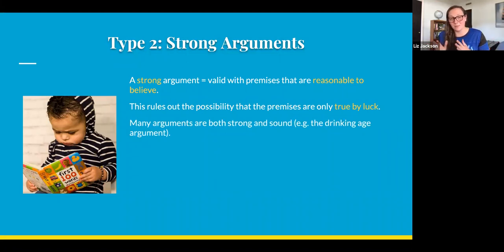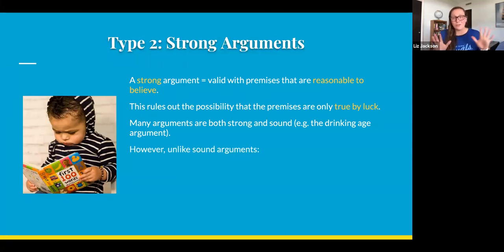The drinking age argument is strong and sound because the premises are true and we also have good reason to believe the premises. But the argument about the number of hairs on my head is not going to be a strong argument, even if the premises are true, because the premises aren't reasonable for us to believe. We don't have evidence that supports the premise, especially the premise that says there's an even number of hairs on my head. And because of that, we aren't going to have a good reason to believe the conclusion.